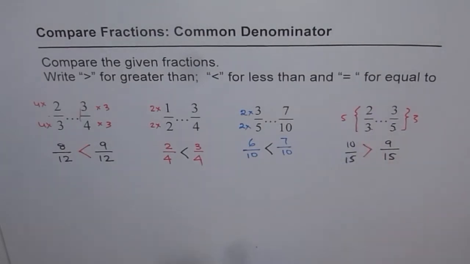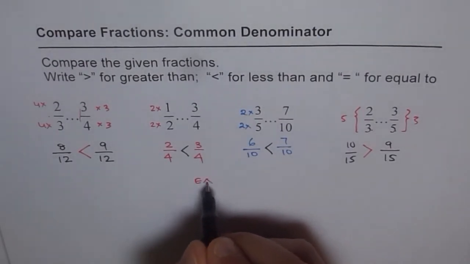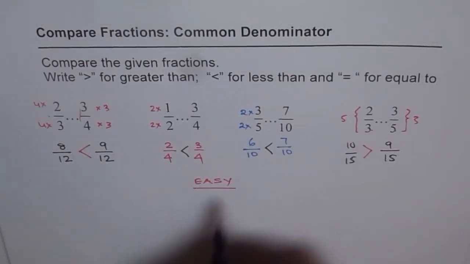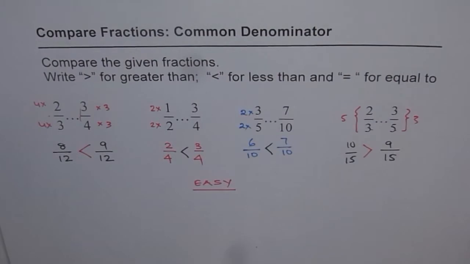So both numerator and denominator. So that is how we can get which one is greater, which one is lesser by comparing. And in all these cases, we made a common denominator and then compared. Now, here is an easy way. What we will do now is see how to do it quickly.